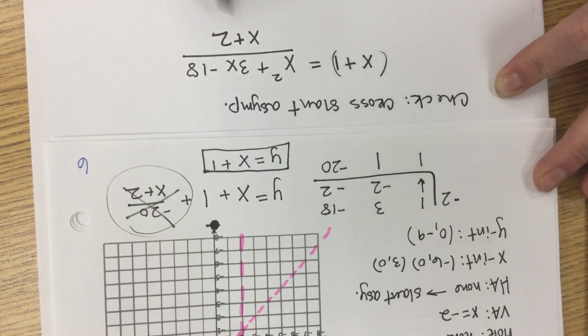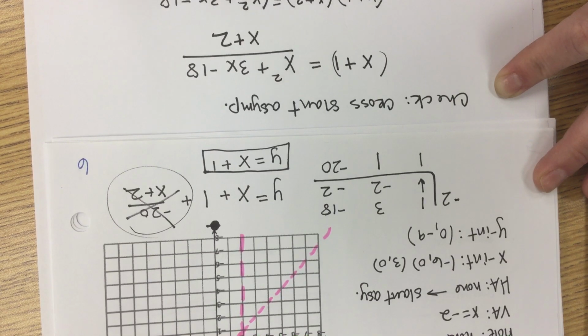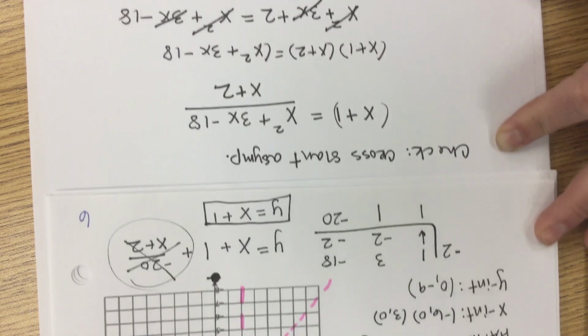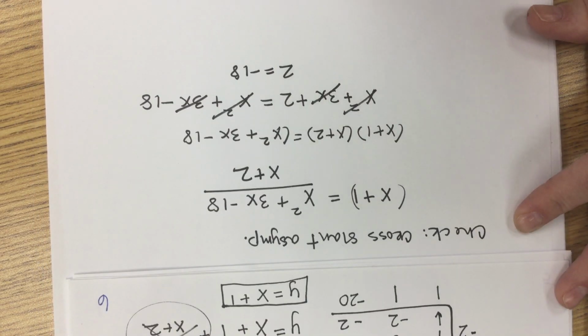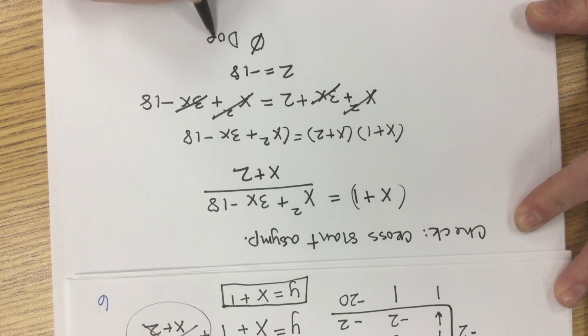So when I go to do this and I go to cross multiply, I'm left with (x + 1)(x + 2) equals our x squared + 3x - 18. And so our x squareds cancel, our 3x's cancel, and we're left with 2 equals -18. And again, I went off. I don't feel like trying to redo that. So there's no solution. So it does not cross the slant asymptote.